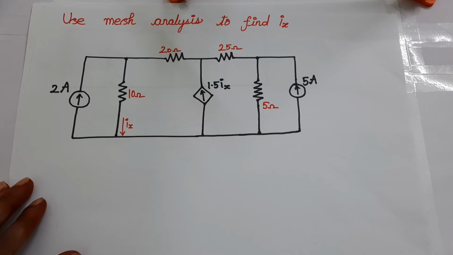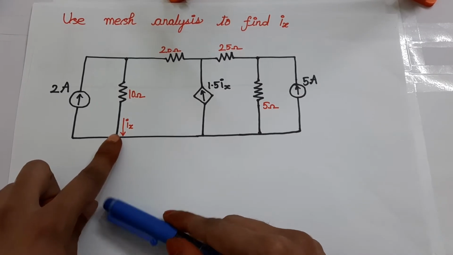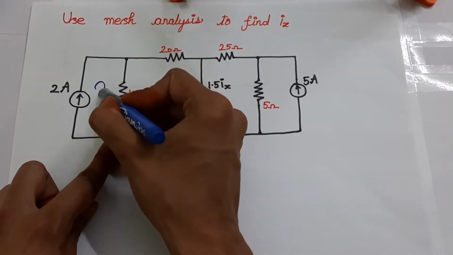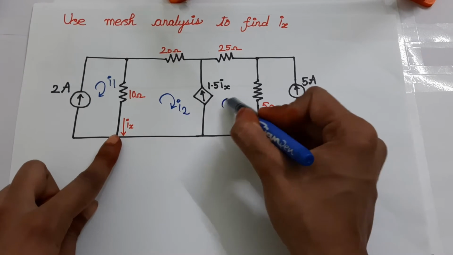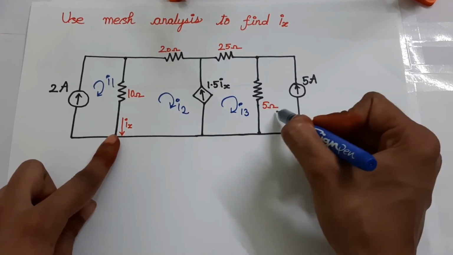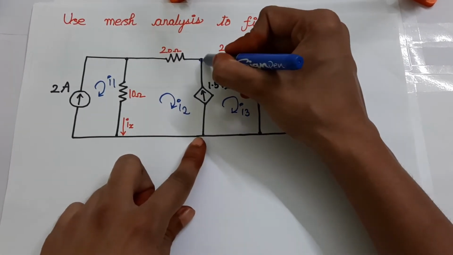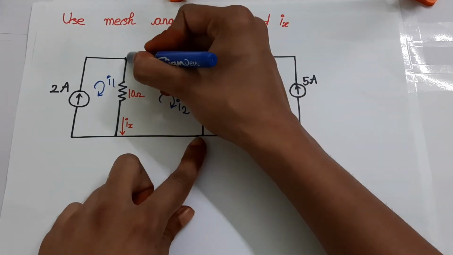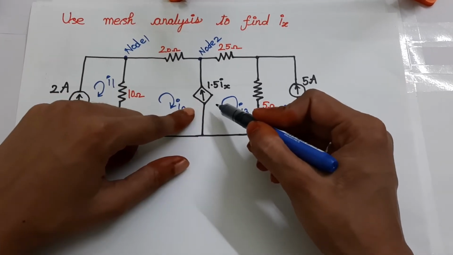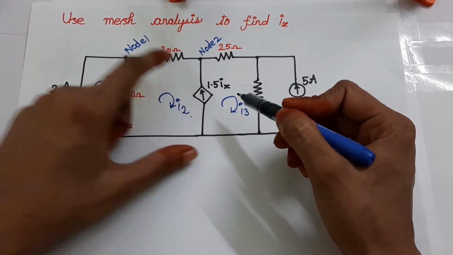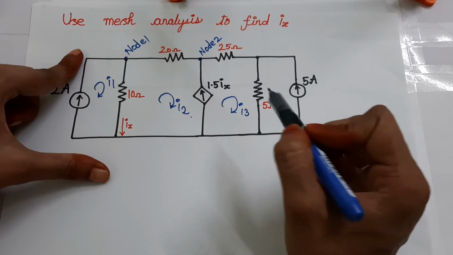Let's get started. Use mesh analysis to find the current Ix. Ix is the current that is passing through the 10 ohm. I am considering this as I1, this as I2, this as I3, and this as I4. Between this node, let me mark this as node 2 and this as node 1. We have two current sources and one dependent current source that is acting as a supermesh. This is our supermesh, which contains 1.5 Ix.